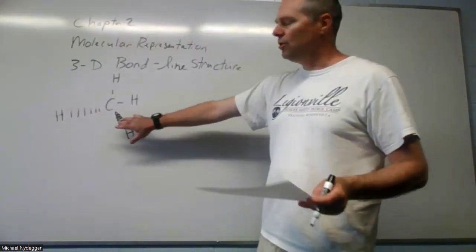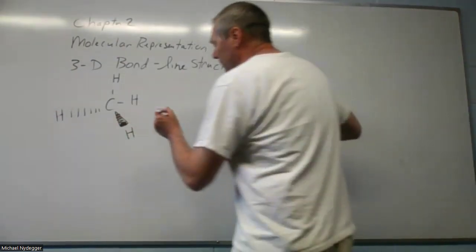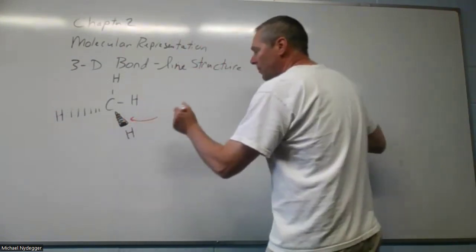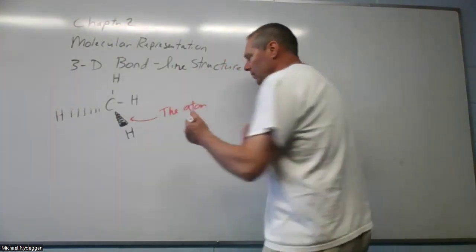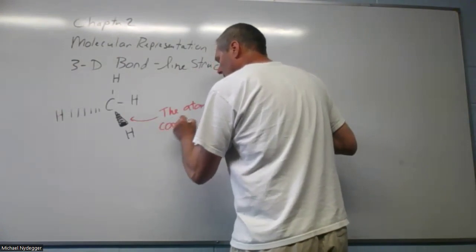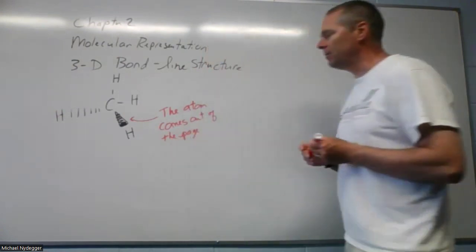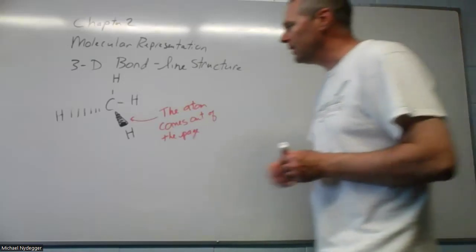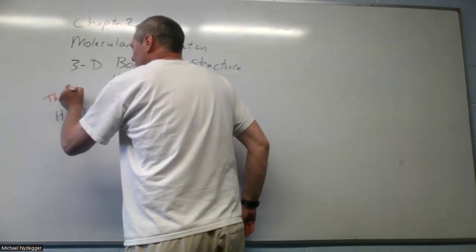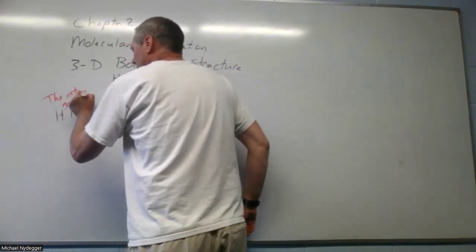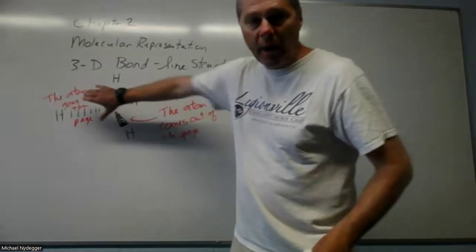What this means is you have this triangle and this dash. The triangle represents that the atom is coming out of the page, coming out towards you. The dashes going away means that the atom moves into the page, going away from the reader.